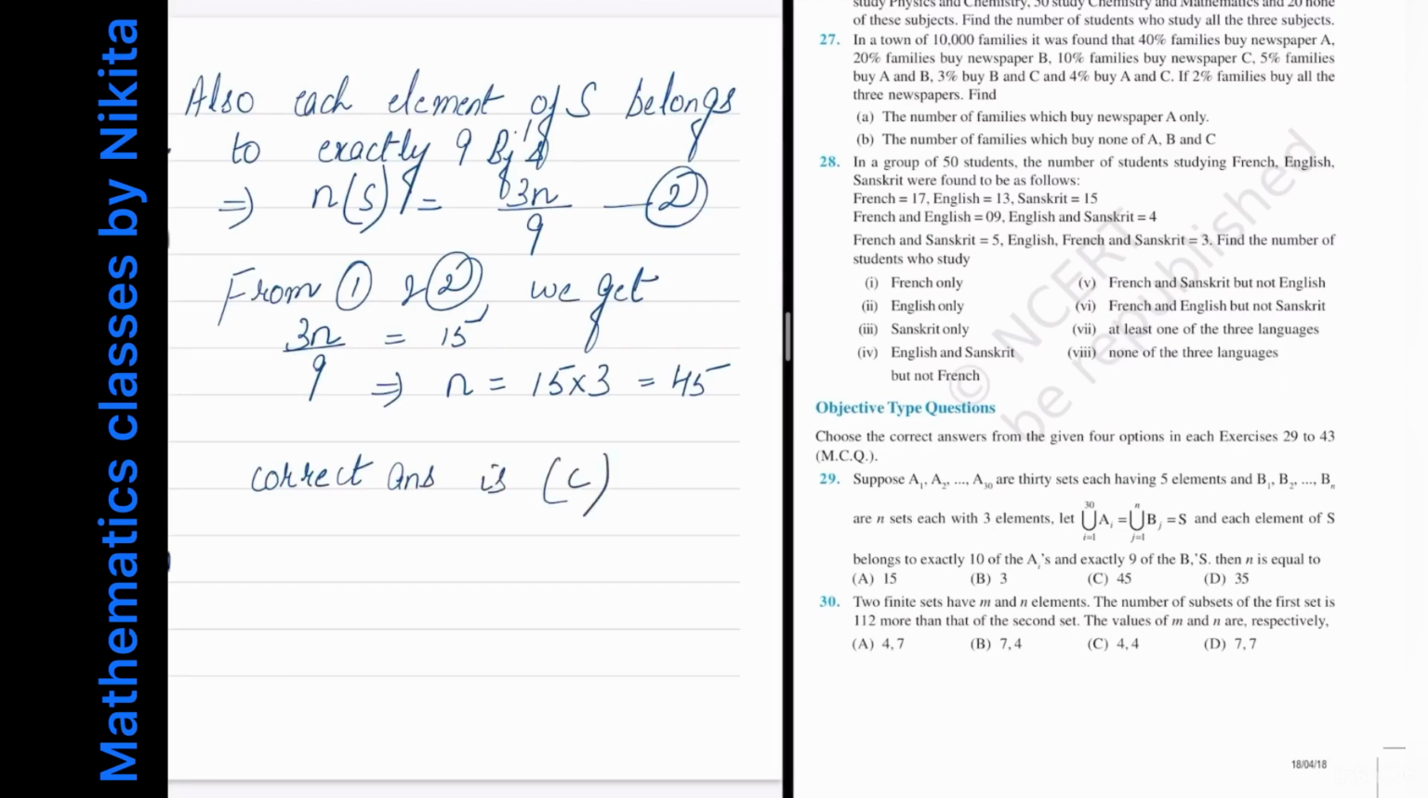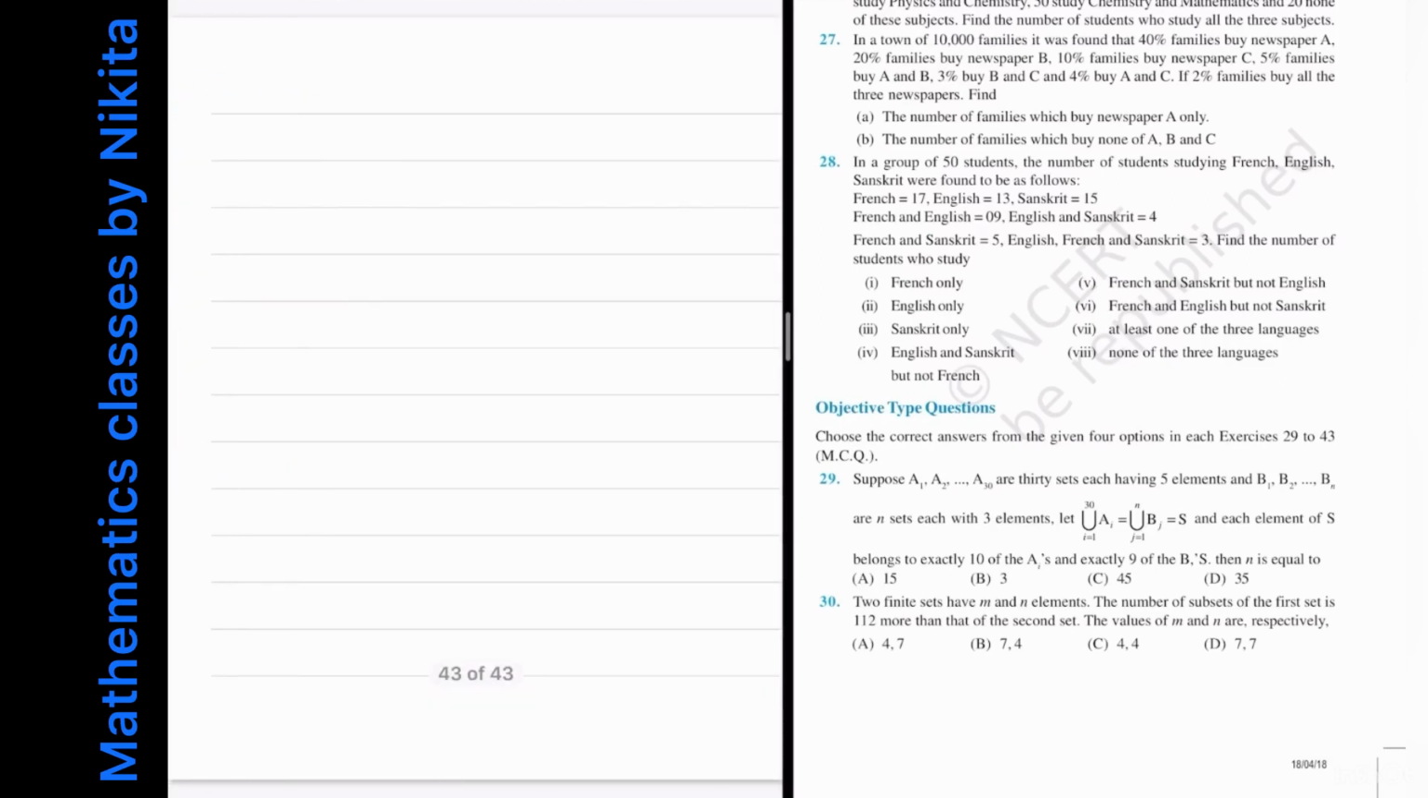Okay, now let's see next question number 30. Two finite sets have m and n elements. So we have just two finite sets and their cardinality is given. The number of subsets of the first set is 112 more than that of the second set. You have to find the values of m and n respectively. Now first of all, let n of A be equal to m and n of B is equal to n.